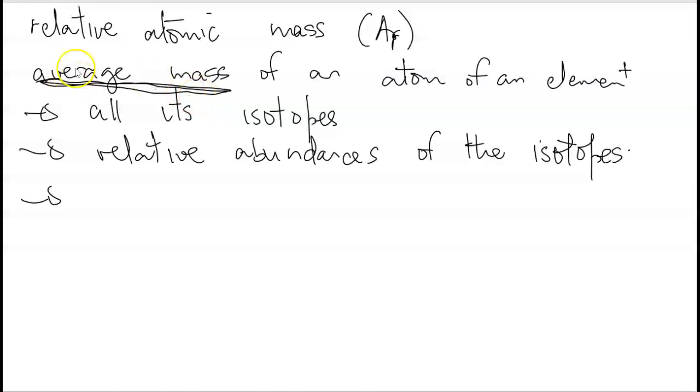Now, what we are using all of this data to calculate is the relative atomic mass, Ar, of an element, which is actually the average mass of an atom of an element, which takes into consideration all its isotopes along with the relative abundances of the isotopes. When we calculate the relative atomic mass, we will realize that it is not a whole number, because it is the weighted average of all the isotopes present. So what we're actually doing is a weighted mean. Let's look at an example.